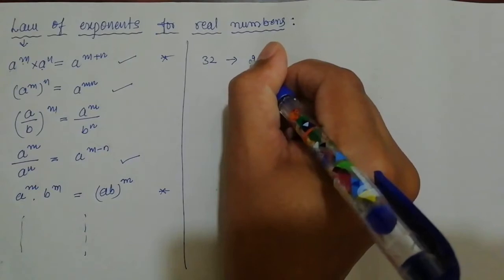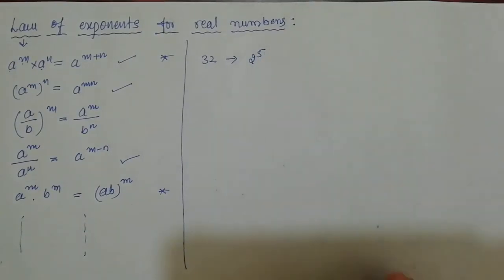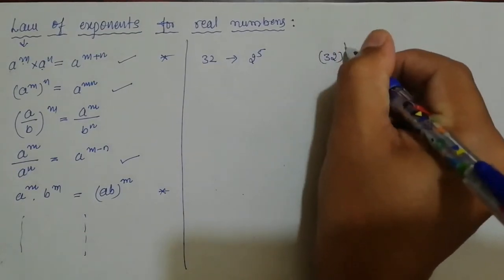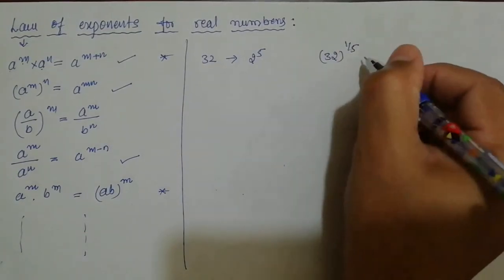Okay, you can write down this one as 2 power 5 actually. It will be very helpful for you while solving the problem. I think I have solved one question for you: 32 whole power 1 by 5. You will be asked to simplify this one.